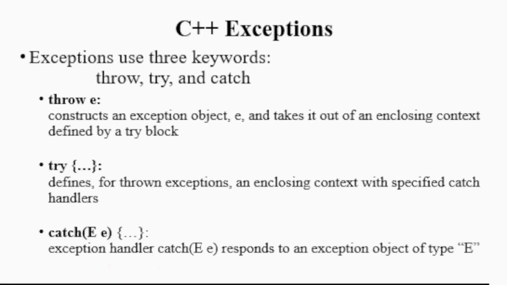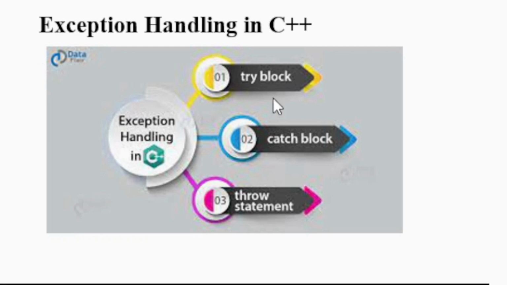To use exceptions, there is a throw statement. Throw constructs an exception object E and takes it out of the enclosing context defined by a try block. The try block defines the context for thrown exceptions, and the catch block is where we handle them. So in exception handling in C++, we use the throw statement in the try block, and the catch block handles the exceptions.